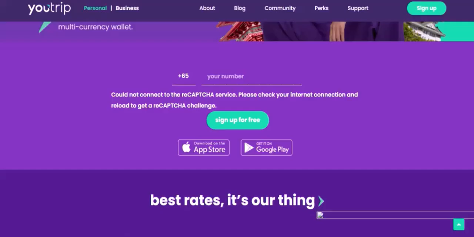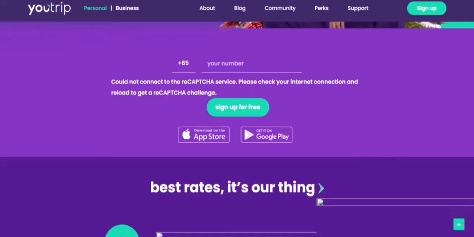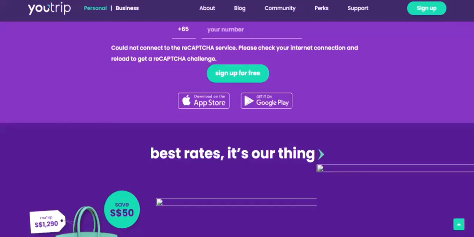The convenience factor. This automatic currency conversion feature is incredibly convenient. You don't have to worry about manually converting currencies or dealing with foreign exchange fees. It's a seamless experience that makes international travel a breeze.